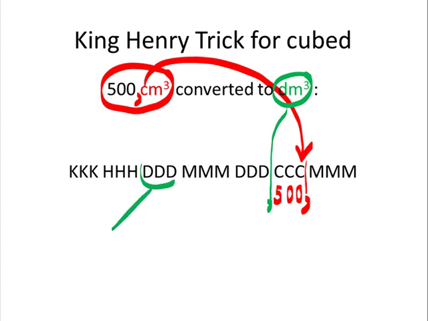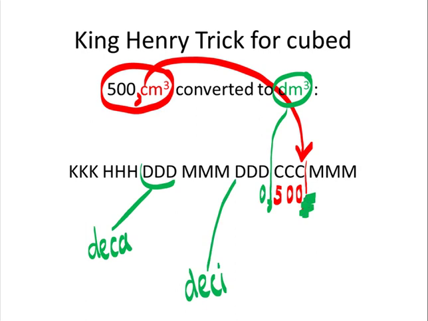Remember, this first group of D's is deca. It's this last group of D's that refers to deci. So we put that new comma behind the last of those D's and a 0 in front of it, and we have our answer. 500 centimeter cubed is 0.5 decimeter cubed. And that's the same thing as half a decimeter cubed.